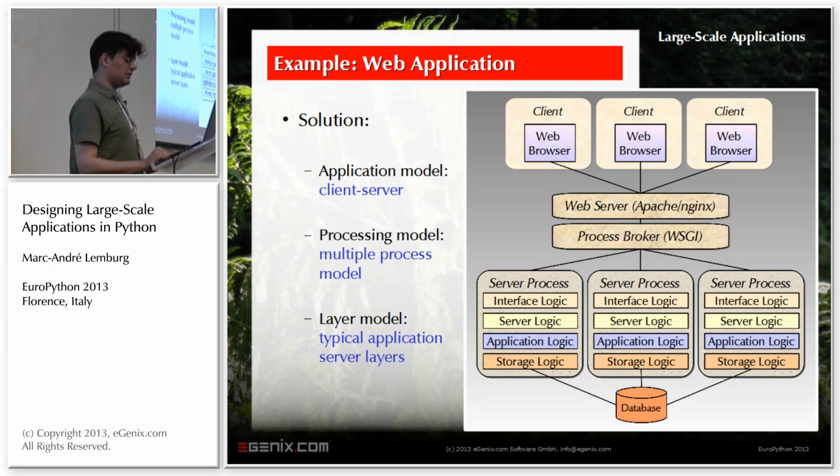So how do you do this? You first decide on the application model. Obviously, it's a client-server application. The next thing is the processing model. You want it to be very stable, very scalable, so you use multiple processes for that, especially because of the kind of GIL. You want to make sure that all the cores are actually used in your server. And then you have the standard layer model for your server processes.